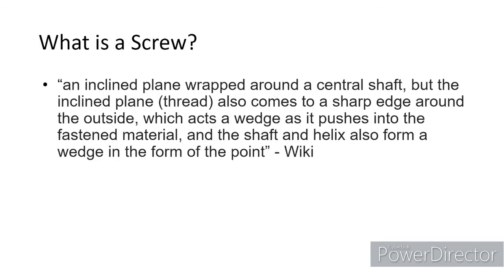So, what is a screw? A screw is an inclined plane wrapped around a central shaft, but the inclined plane also comes to a sharp edge around the outside, which acts as a wedge as it pushes into the fastened material, and the shaft and helix also form a wedge in the form of the point.